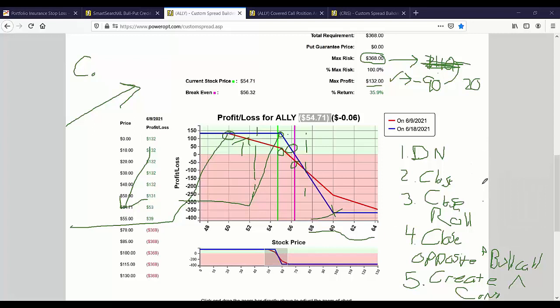So that would be number 3, and then this would really be 4, this would be 5, and then create the condor would be 6. Create condor or butterfly, I'll lump them in together. Of course, number 7. It's what's called the pendulum adjustment.